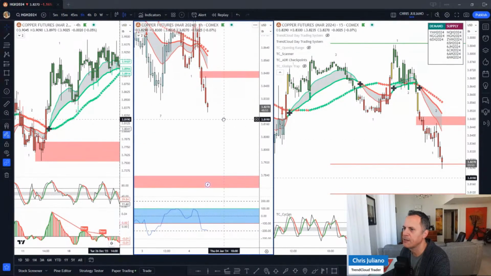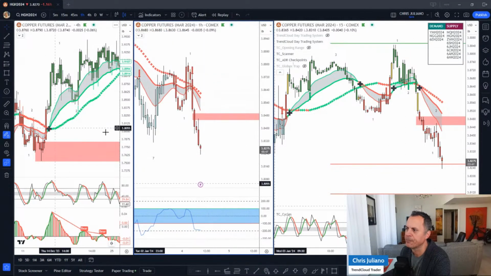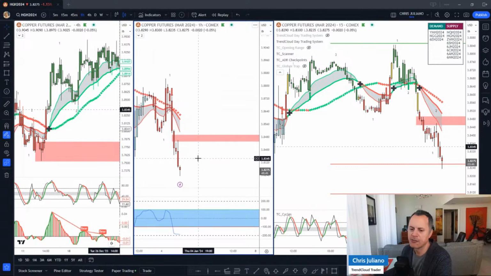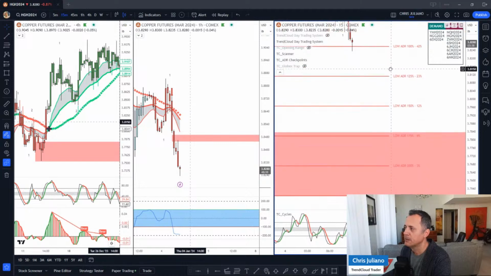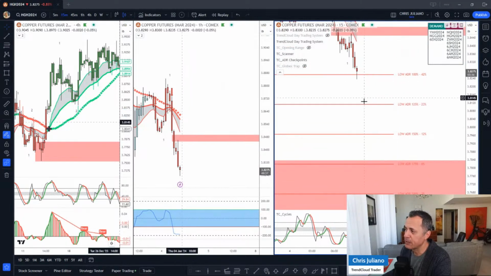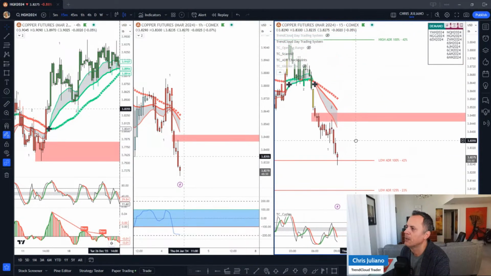So we've got a nice target down there. We've got lots of room to run, is what I'm trying to say. Will it get all the way down there? It would have to break through all these ADR checkpoints. So it's interesting to see what is going to happen here.